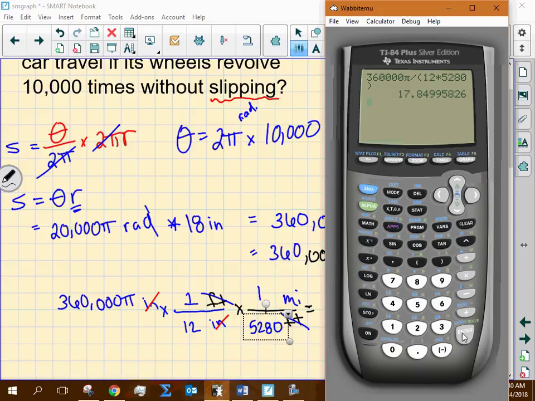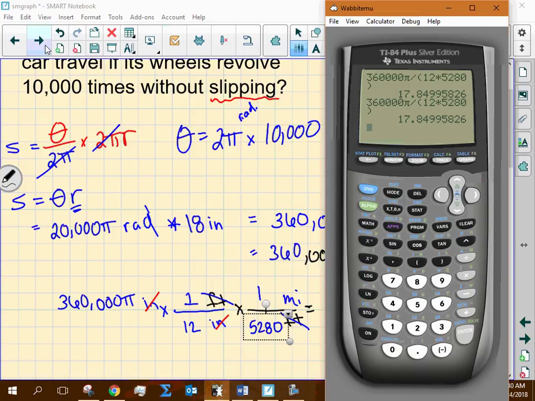Is that a little bit easier for you to visualize than 360,000 pi inches? Yeah, okay. It's just more of a familiar unit for us as we deal with things on a regular basis.